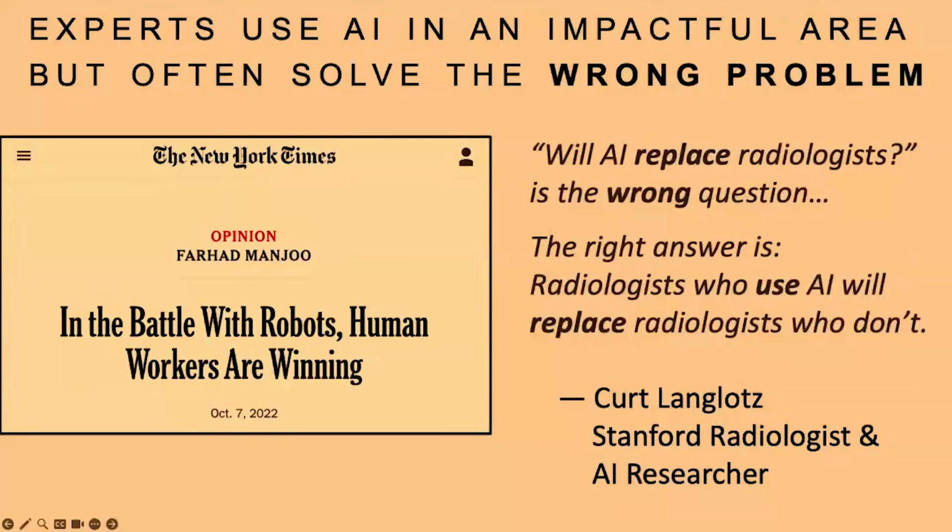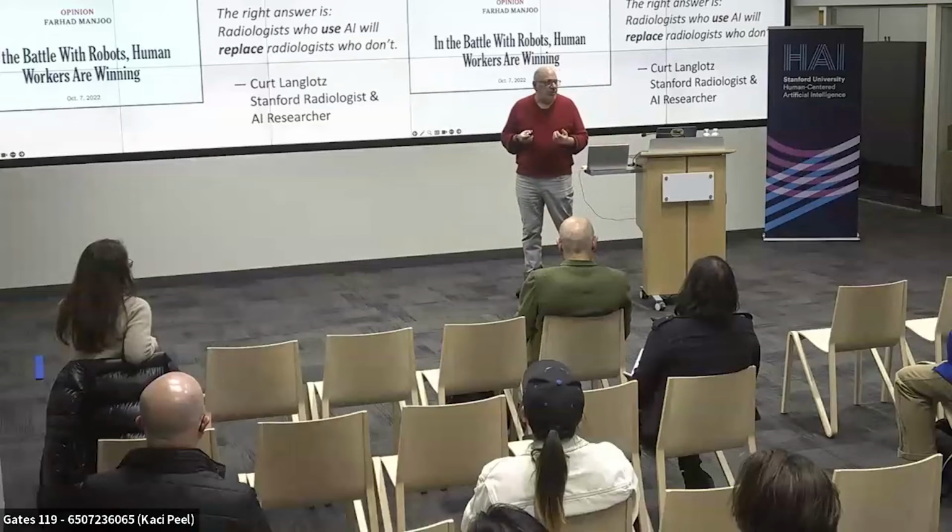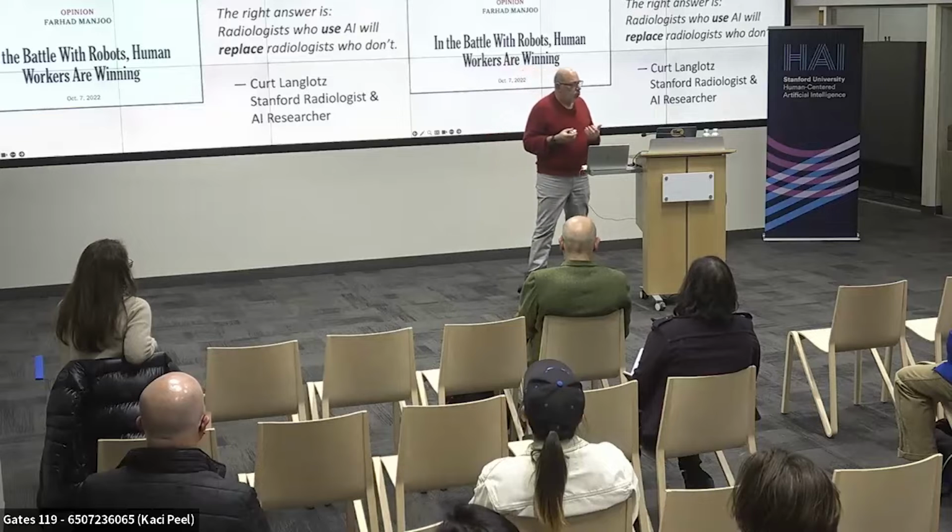My Stanford radiology and HAI colleague Kurt Langlotz writes in one of his papers, which got some good press in the New York Times, that "will AI replace radiologists" is the wrong question. Instead, he wrote, the right answer is radiologists who use AI will replace radiologists who don't. Take that sentence and probably replace radiologists with many other jobs, particularly information jobs, and I think the sentence holds true. Now, I would claim the big problem is we don't know how to design AI systems for positive human impact. We don't know how to do it, what's different about it.